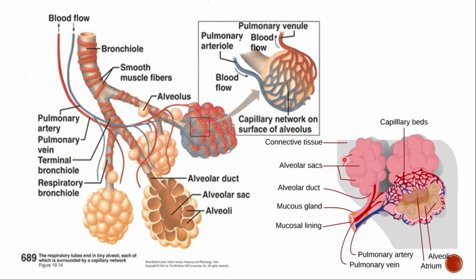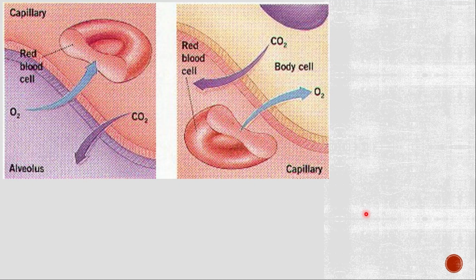This diagram shows the anatomy of the alveoli. There are some connective tissues, the alveolar sac, the alveolar duct that carries air towards the alveoli, mucus glands that produce mucus, and mucosal lining, atrium, pulmonary artery and pulmonary vein. The colors show them. Then comes the mechanism of gas exchange.